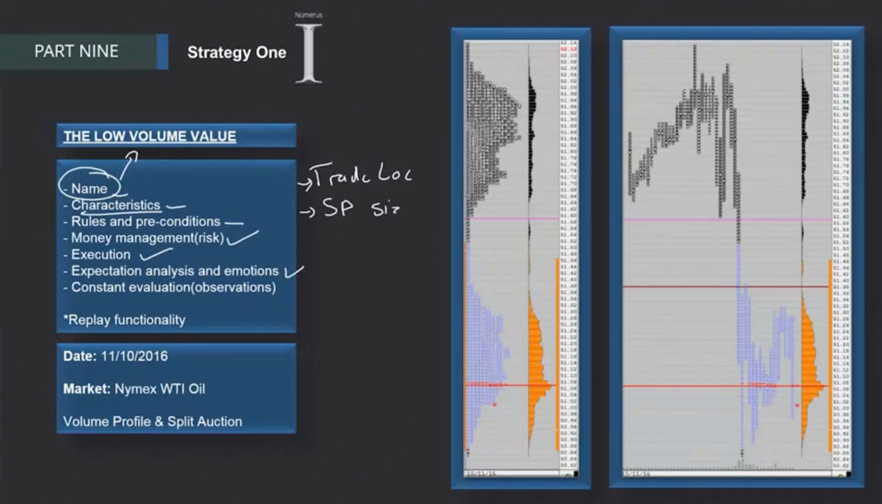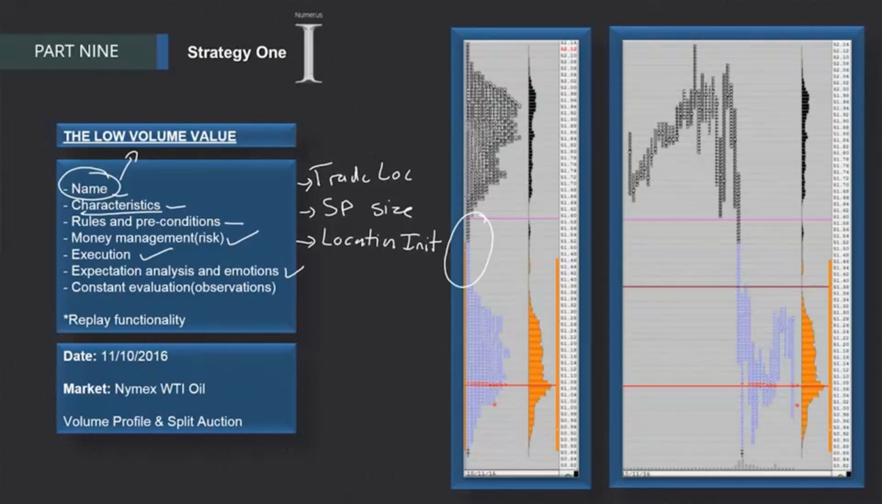Now, the size of the single prints, as you can see in this example, is relatively large. But what happens if it was, say, half that size? Now, the size is important because it tells us the strength of the initiative. Then, the location of the initiative. So, where does this break, or where do these single prints occur in terms of the trade location?